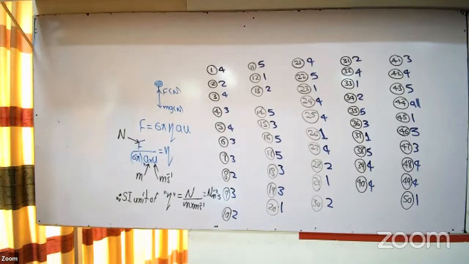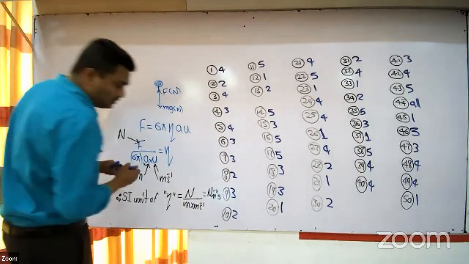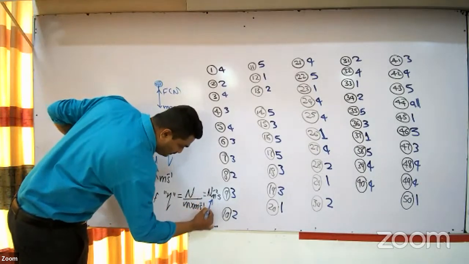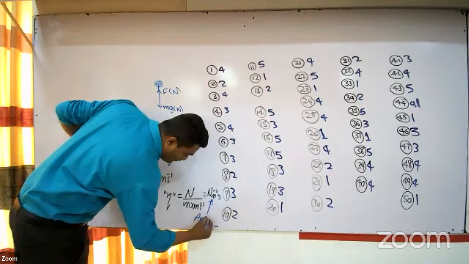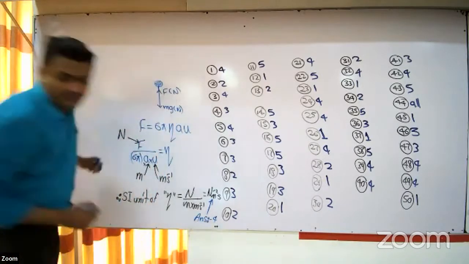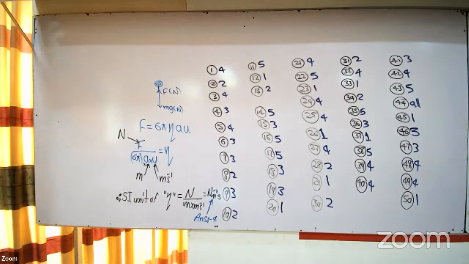Answer is 4. Please write them all here. Answer is 4. Complete. Clear?